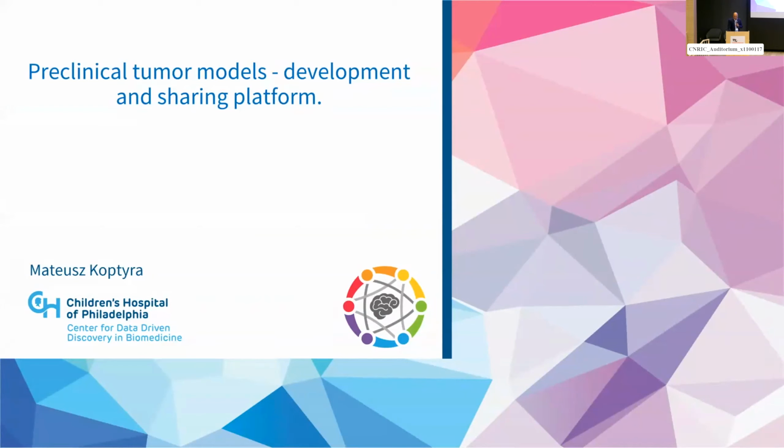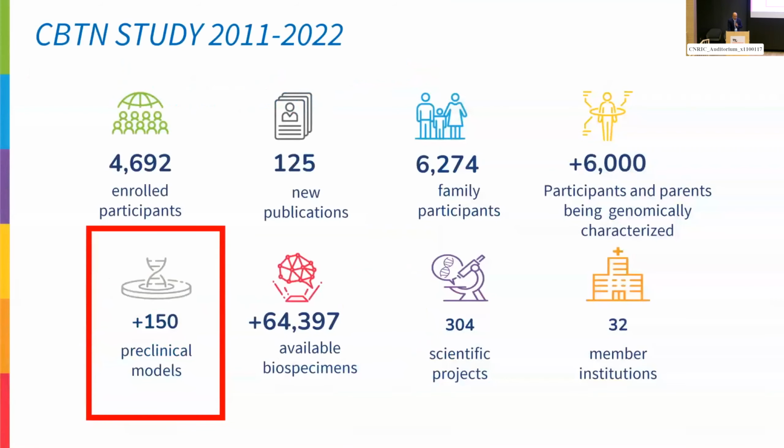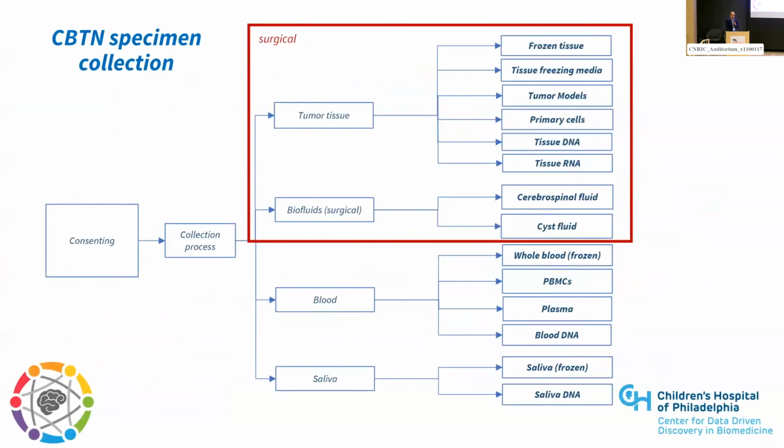We're talking about the specimens and released over 150 preclinical models. I will try to summarize right now where these numbers are coming from and what we can offer within the CBTN portfolio. As I mentioned before, tumor models are derivatives of the tumor tissue. Obviously, we also bank primary cells within that effort.